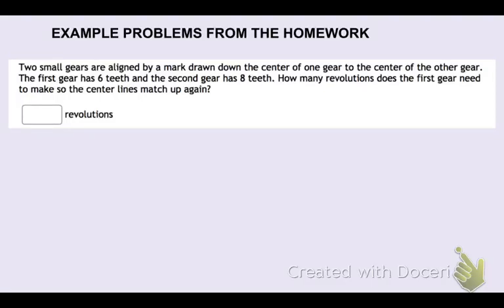Okay, so we're going to go over some examples from tonight's homework. This is right off of your MyOpenMath account, and these are problems that you may come across. Let me read this problem to you. It says 2 small gears are aligned by a mark drawn down the center of one gear to the center of the other gear. The first gear has 6 teeth and the second gear has 8 teeth. How many revolutions does the first gear need to make so the center lines match up again?